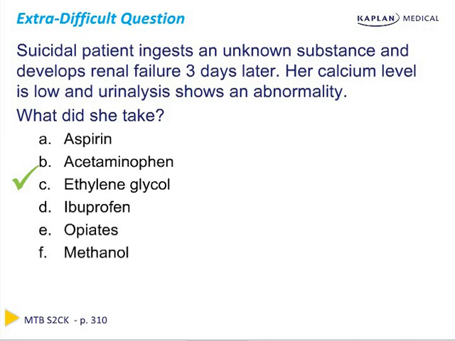So why are the other answer choices wrong? Aspirin is certainly nephrotoxic, but it has no effect on calcium levels or cause abnormalities on urinalysis, so it's not the correct answer to this question. Acetaminophen can often cause really bad effects when taken in overdose, but it's hepatotoxic and not nephrotoxic.